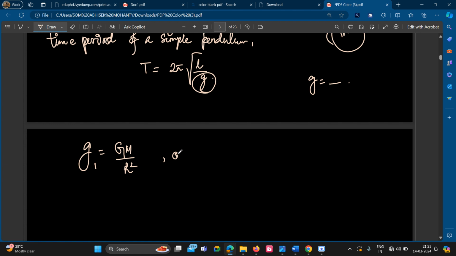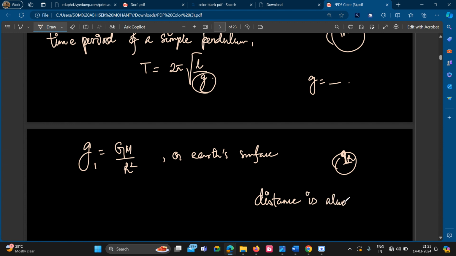This is on Earth's surface, because here your R is your radius when it is on the surface, so the distance is actually R from the center. Distance is always taken from the center. Remember it. Distance is always taken from the center of the Earth. So G1 is your G capital M by R square.